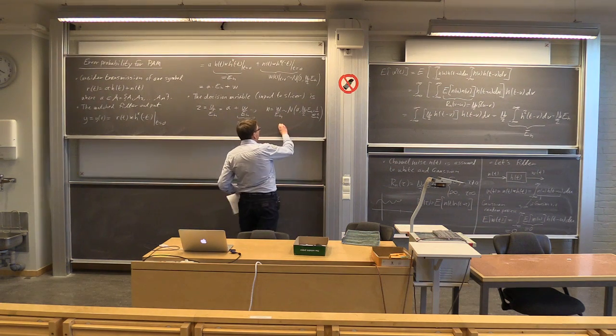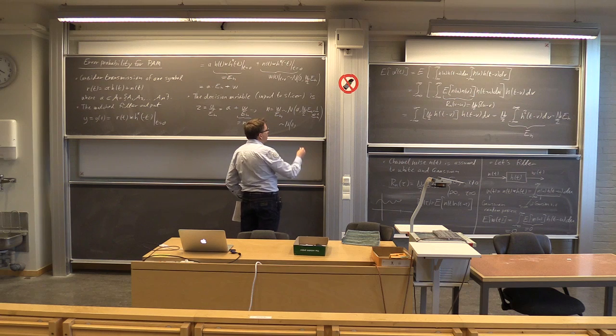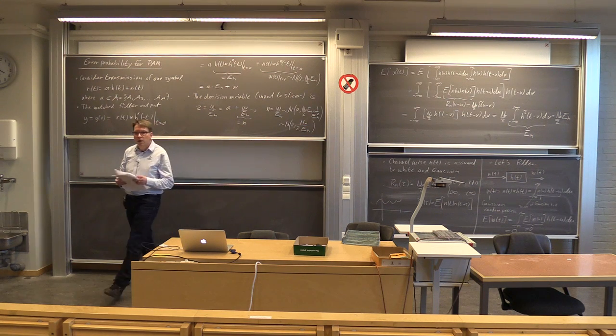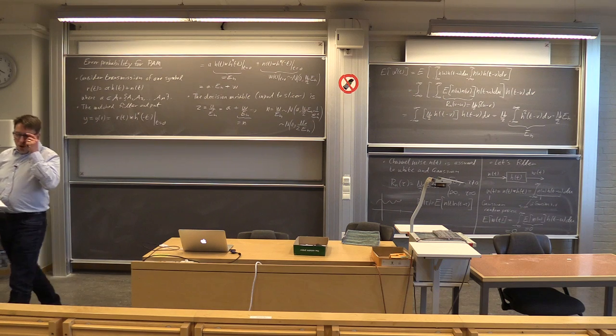And let's clean this up. So this is just a Gaussian random variable with 0 mean. And then we see that one of the EHs cancels. So we have N naught over 2 times EH. That's the end result of the variance.